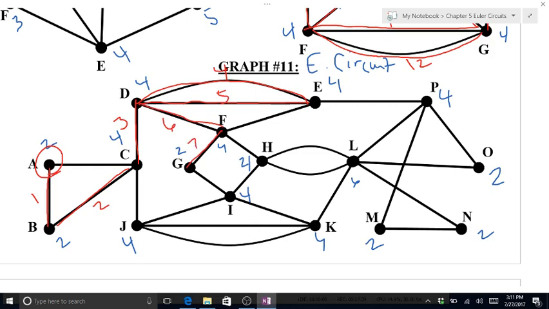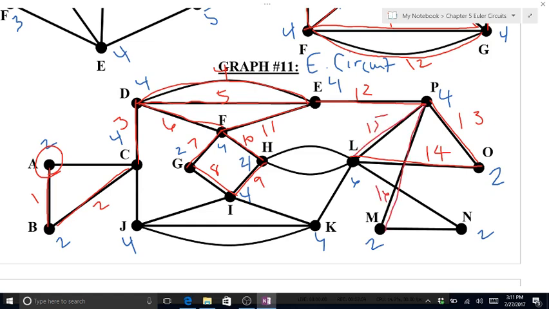Here's 7. Down to G. 8 is I. H is 9. 10 takes me back to F. 11 takes me back to E. Let's go across to P, that's 12. Down to O is 13. Across to L is 14. Up to P is 15.